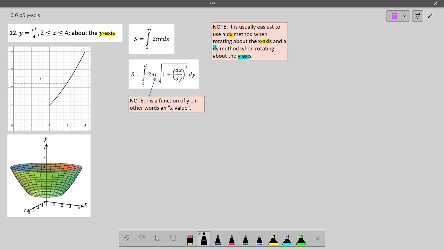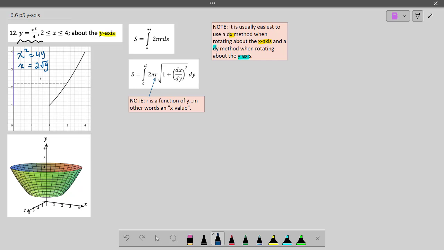That becomes a little more complicated if they give you your function like this. They've given us a function of x, but they say go around the y-axis. So if we want to follow this guideline, we need to solve this for x. We would end up with x squared equals 4y, and then isolate the x. Because we are in quadrant 1, where x's are positive, we choose the positive square root. So we end up with 2 square root of y.